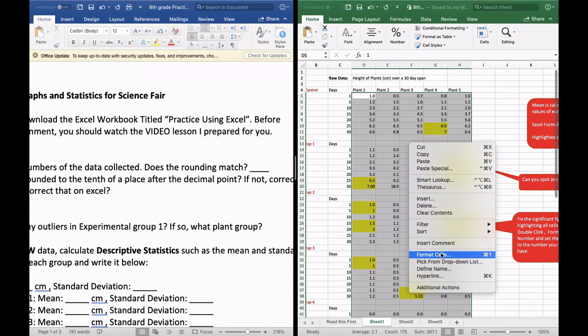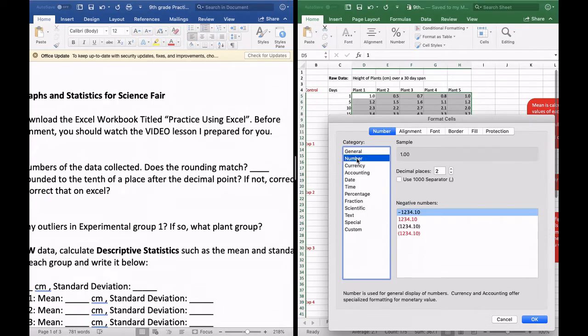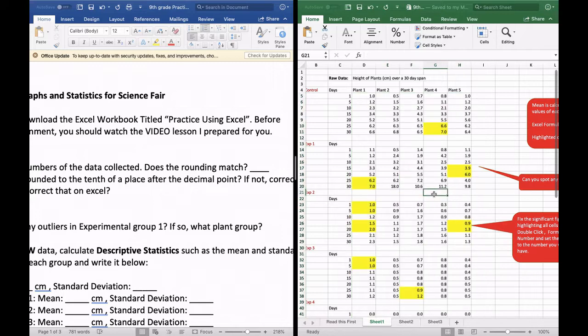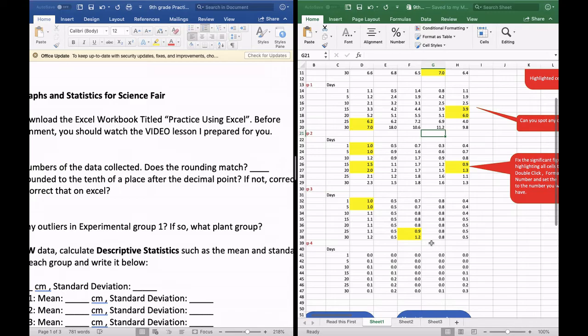You're going to scroll down to Format Cells, and you're going to click on Category Number, and then the sample shows you what your number will look like if it's rounded to 2 decimal places. Remember that you want to round to 1 decimal place. So you're going to say 1 decimal place here, and in the sample it tells you what your numbers will look like. You're going to hit OK. And notice that in one easy click, you fixed all of your numerical data. Everything is now rounded to the 10th of a place.